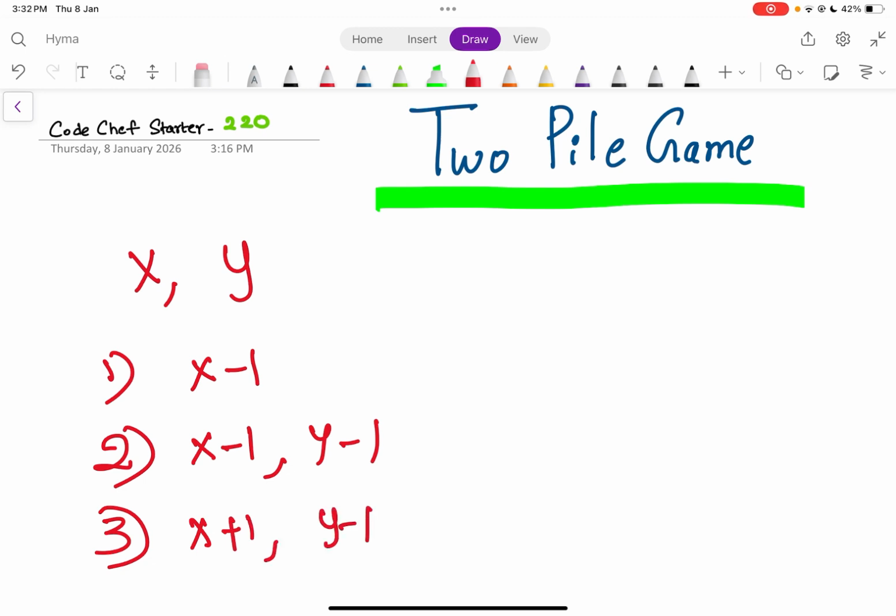The winner is whoever makes the last move, and we want to find the person who can win the game when both players play optimally. For that, let's first try to understand a few sample test cases given in the problem statement.